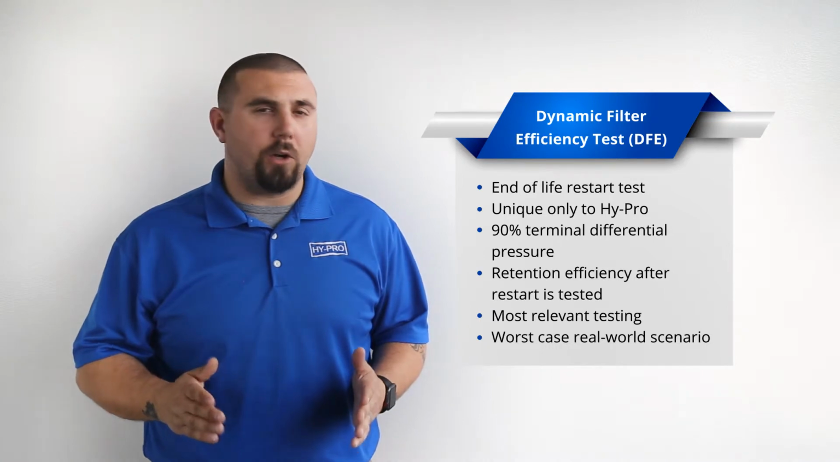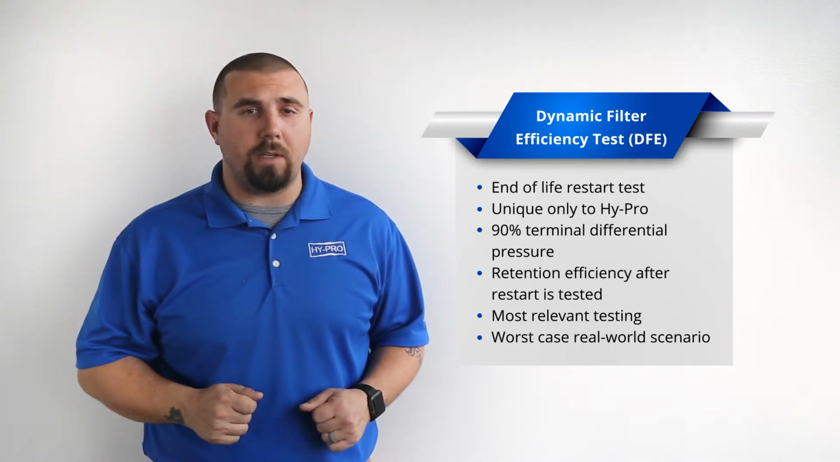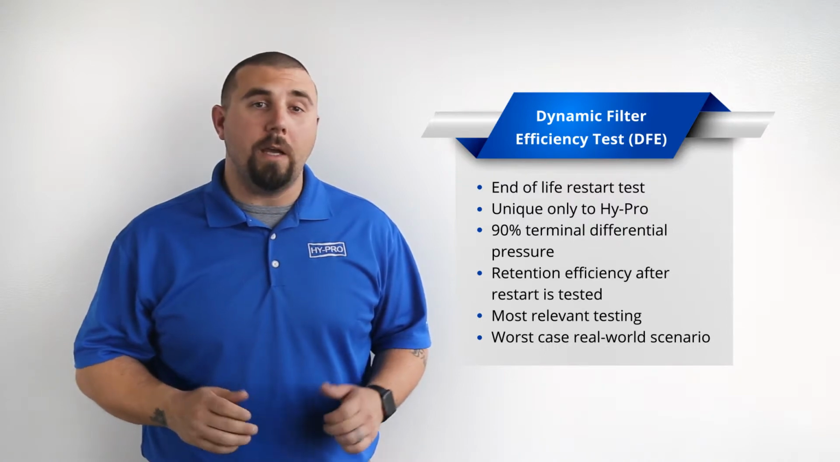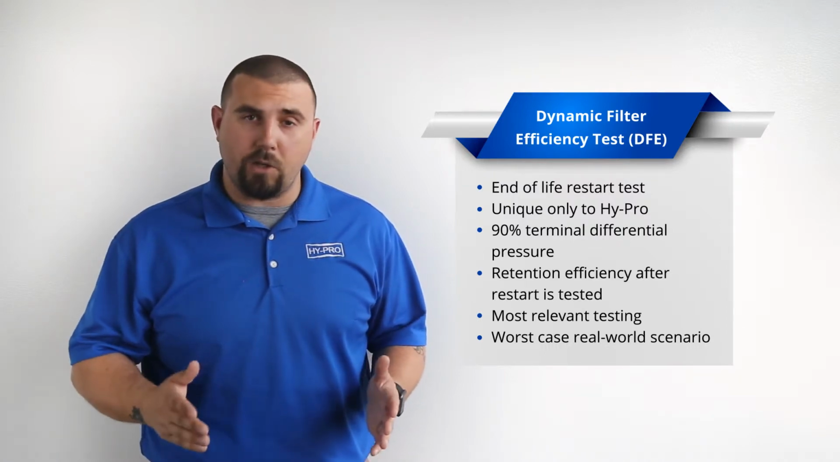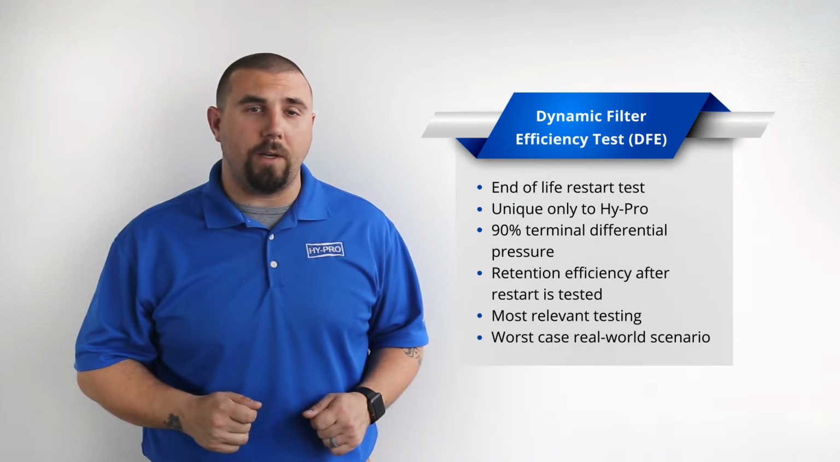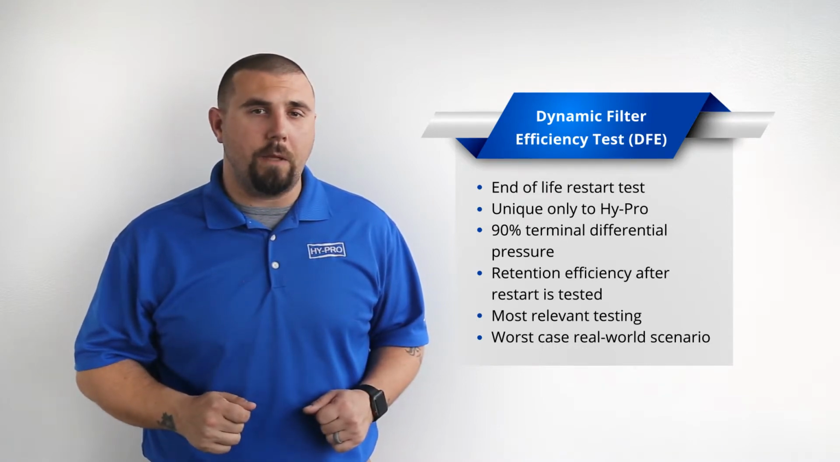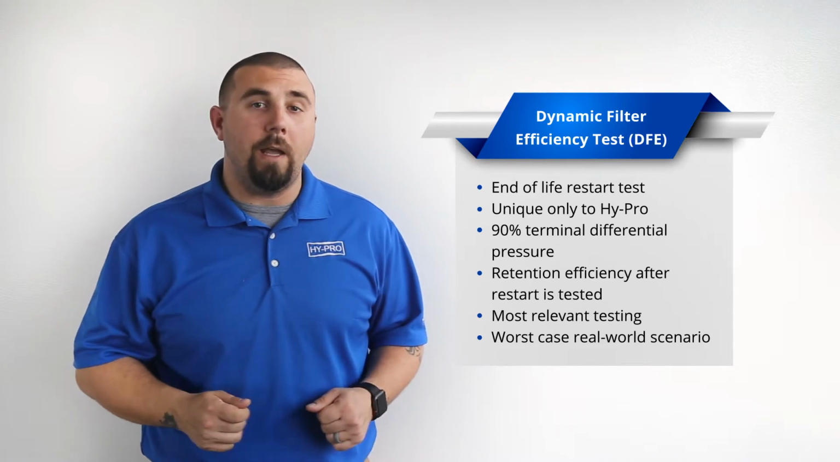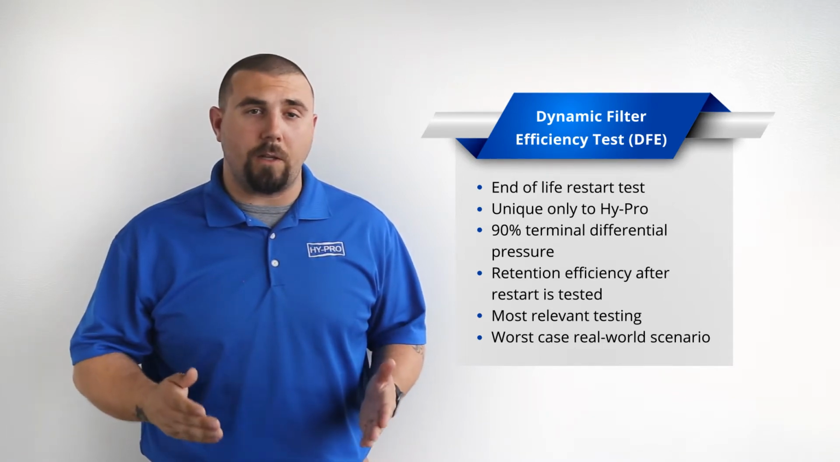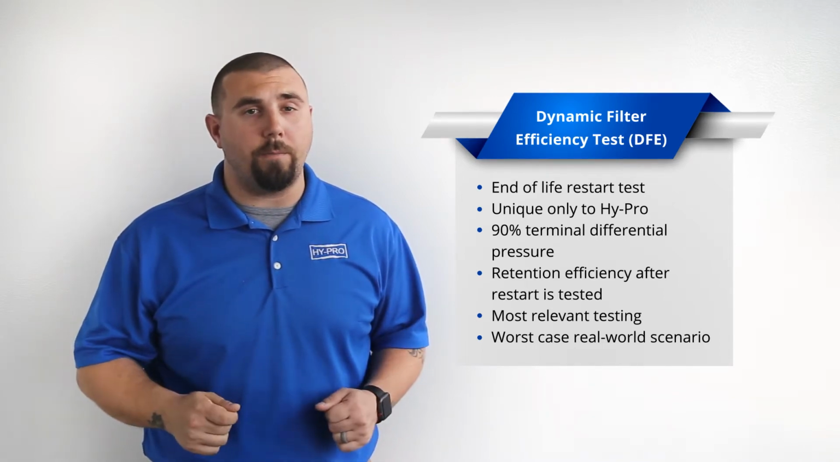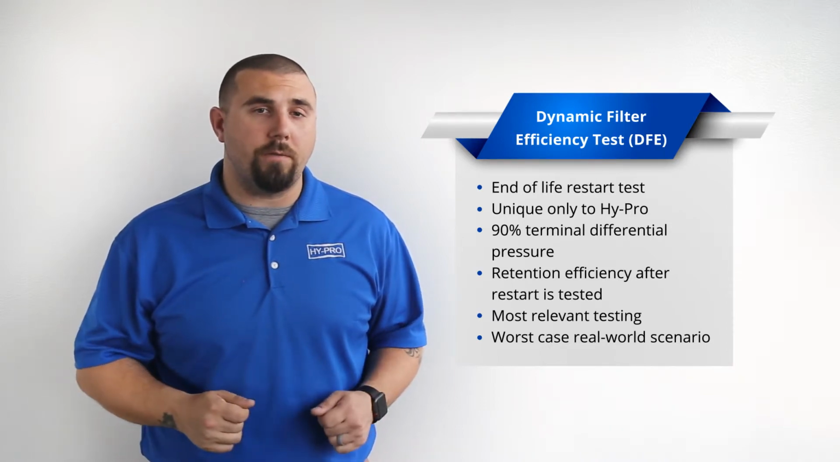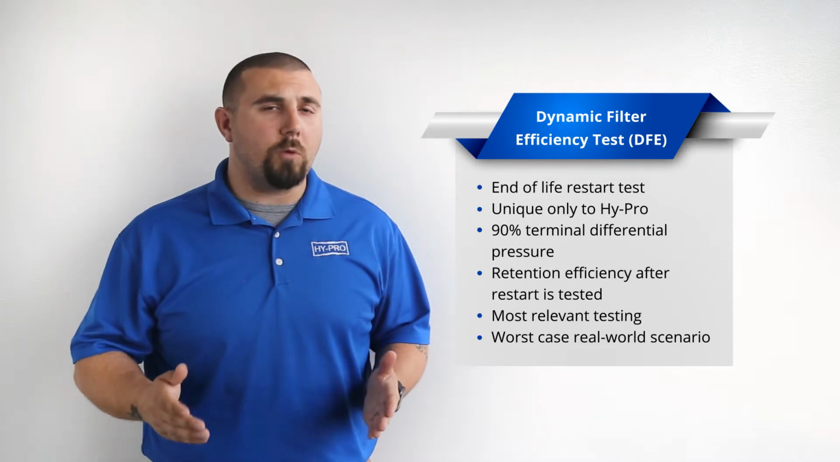End-of-life restart testing occurs once the element has captured enough contaminants to reach approximately 90% of the terminal differential pressure. The main flow drops to zero and the injection system is turned off for a short period to allow settling in the system. Next, the main flow is accelerated to the element's maximum flow rate, and the retention efficiency of the contaminant-loaded element is measured and documented. The dynamic duty cycle is repeated to further monitor the retention efficiency of the filter element after restart.